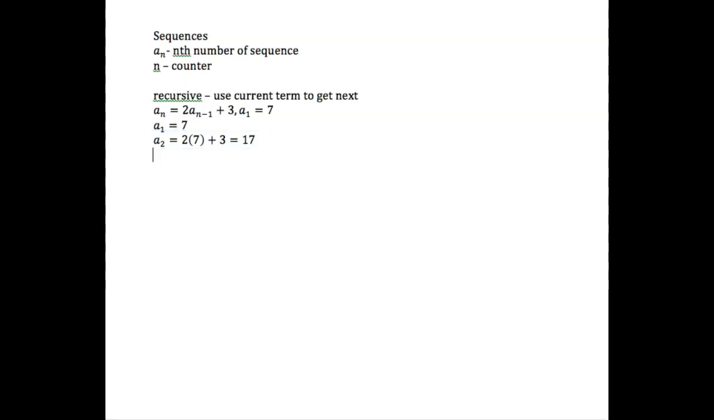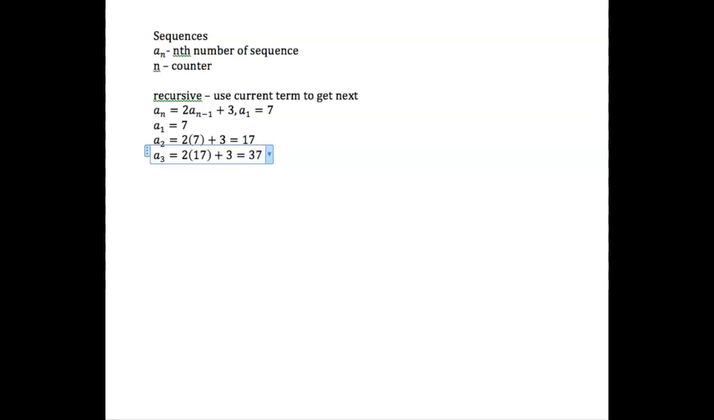For the third term, I'm going to take the second term and apply that same thing to it. So for a_3, I'm going to take 2 times the one that came before. Well, that's the one I just found, which was 17. So I'll take 17, multiply it by 2, and add 3. Let's see, 34 plus 3, that sounds like 37.